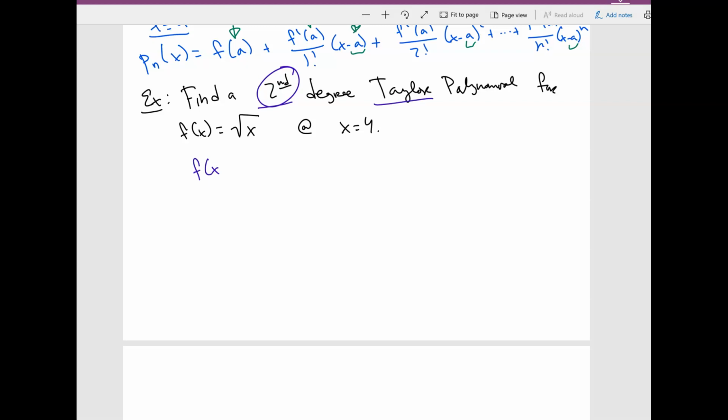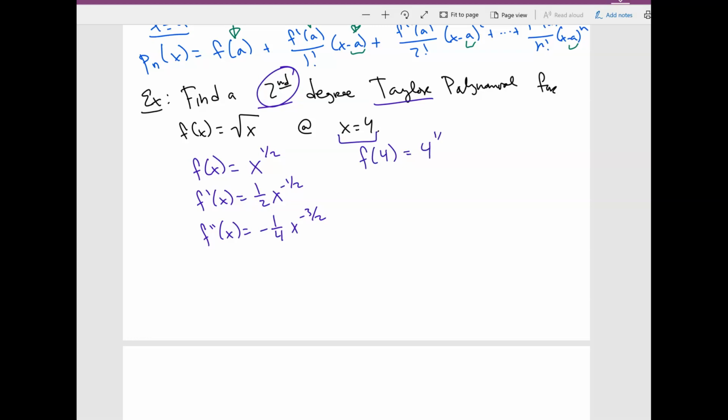So we're going to start off with f of x. I can write f of x as x to the 1/2. Then f prime of x is going to be equal to 1/2 x to the negative 1/2, and f double prime is going to be equal to negative 1/4 x to the negative 3/2. And now we're not going to plug in 0 anymore. We're going to plug in 4 because that's where we want to center it.